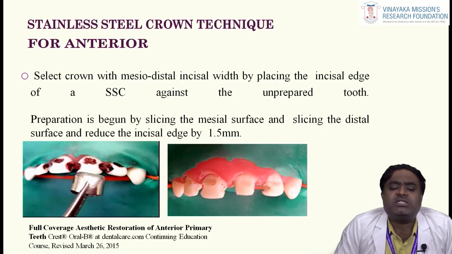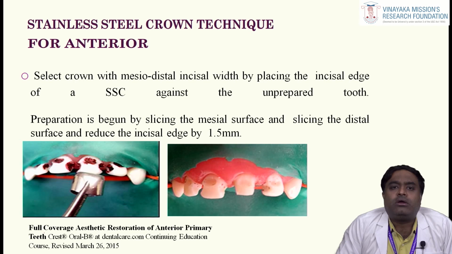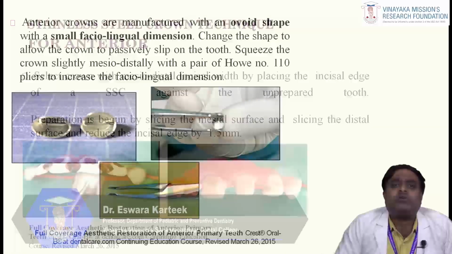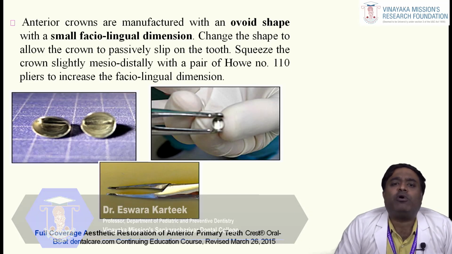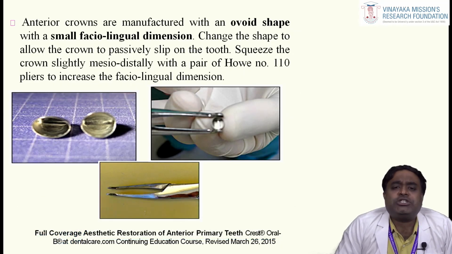Next, coming to the stainless steel crown technique for the anterior teeth. Here, for anterior teeth, sometimes patients and parents will say aesthetics is the main concern, so it is a stainless steel crown. For that, we can do a modification. Usually the stainless steel crown for anterior teeth will come in an ovoid shape, so we squeeze the crown slightly mesiodistally with the help of the Hoe plier, as shown in the figure.